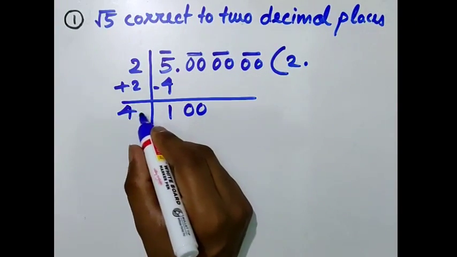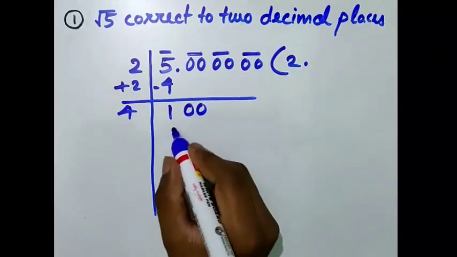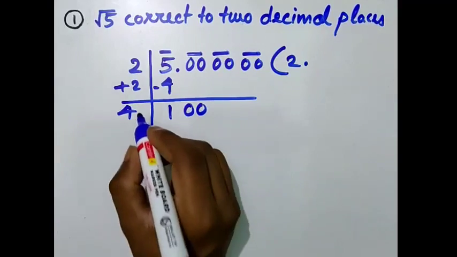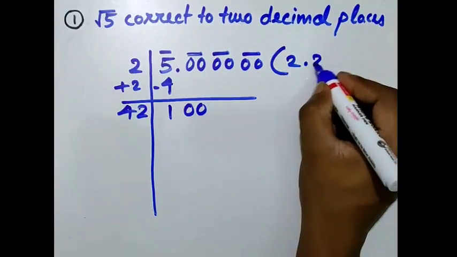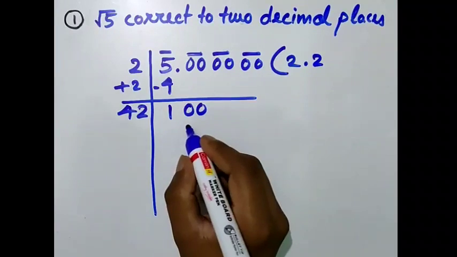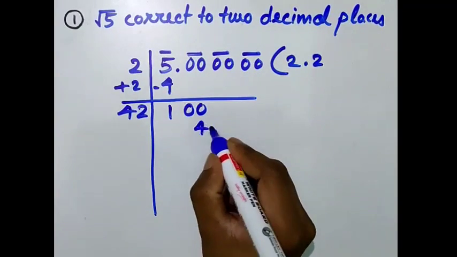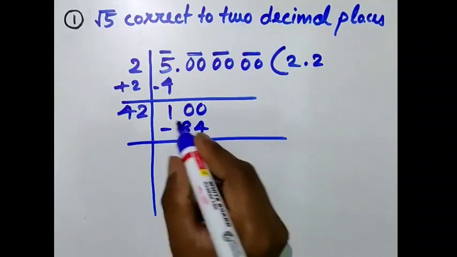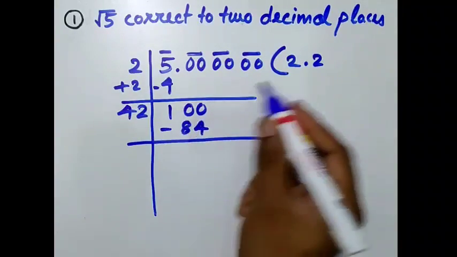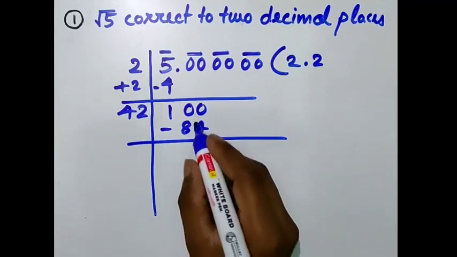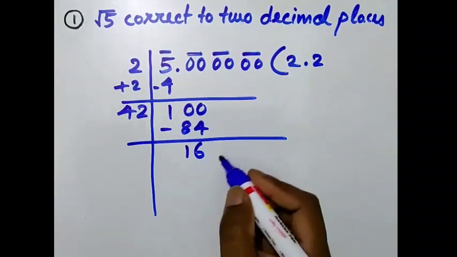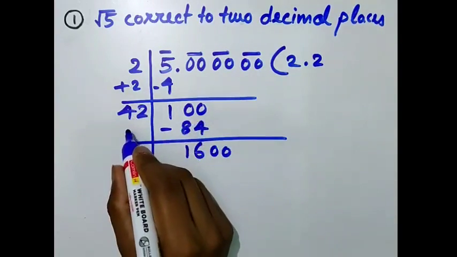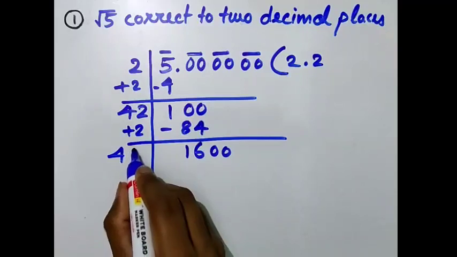Now what number should I take with 4 and multiply the same to get 100 or something like that? So let's take 2. 2 2s are 4 and 2 4s are 8. So 84. We cannot take a bigger number, so we have taken 2. So we have 16, then carry down 2 zeros, then add the same 2, it will become 44.